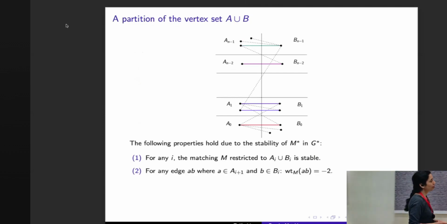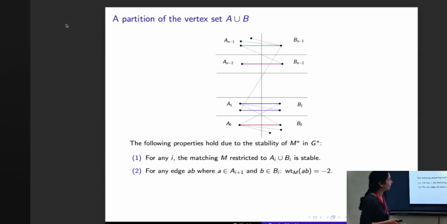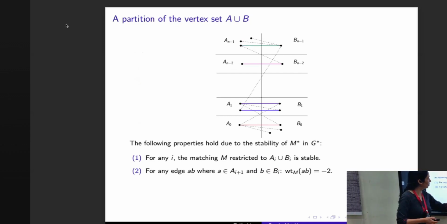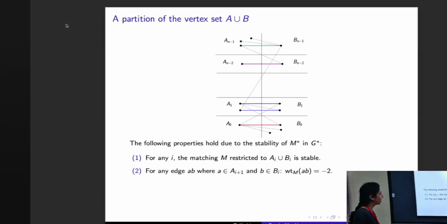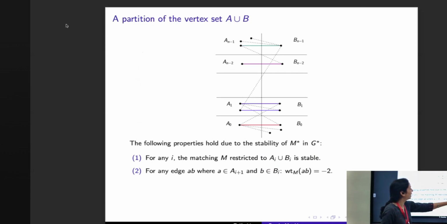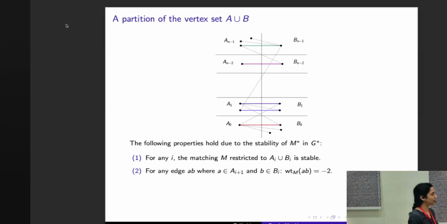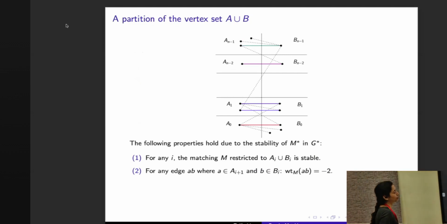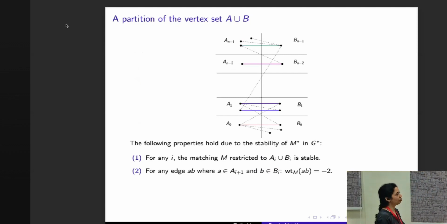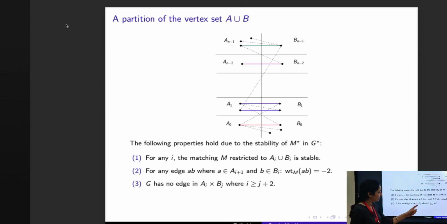And when we look at an edge that goes one level downwards like this, from little a in A_{i+1} to little b in B_i, the weight of such an edge has to be minus 2. This is the same argument as we saw in the last lecture for any edge between A1 and B0, where we proved that the weight of the edge is minus 2. It's the same proof all over again. Now we have even more levels, and it's easy to again justify.